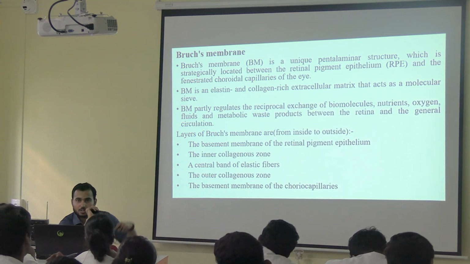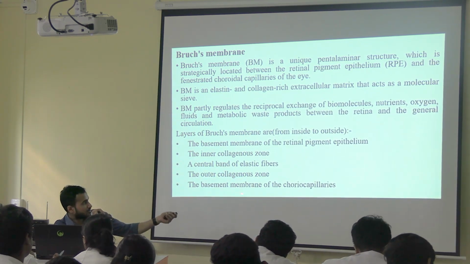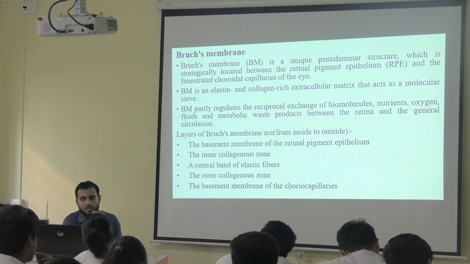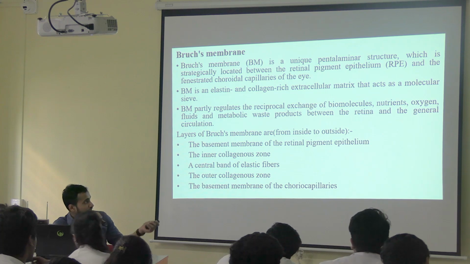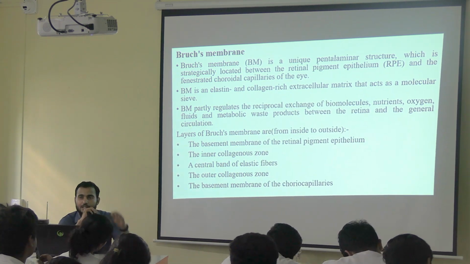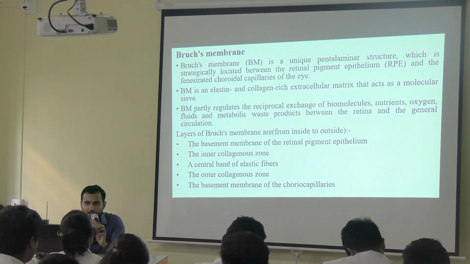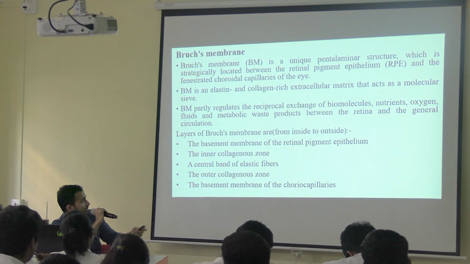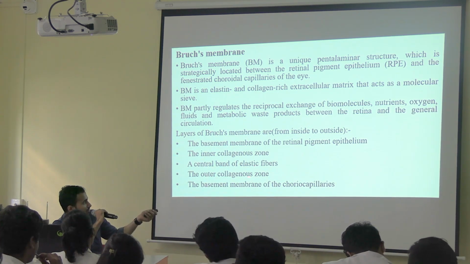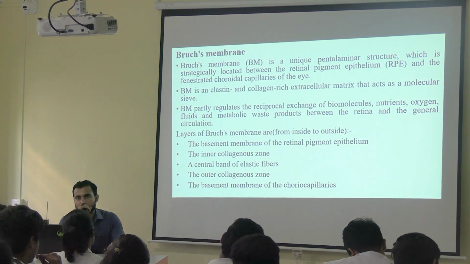How will it be innermost? This side is towards the retina, that means it will be the innermost layer, and this will be the outermost layer because this is towards the choroid. Okay. So first you can see the basement membrane of the retinal pigment epithelium, the basement membrane of the pigment cells of the retina. After that you can see a bundle of collagen fibers, the inner collagenous zone, then a central band of elastic fibers, the outer collagenous zone, and then the basement membrane for the choroid capillaries.